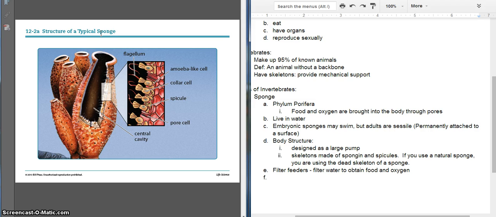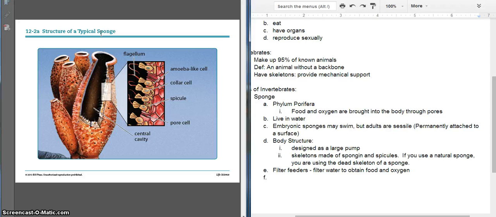The sponges live in water. The babies or the embryos may swim around a little bit, but the adults are sessile, and that means that they are permanently attached to a surface. They're stuck somewhere. They're not moving around.